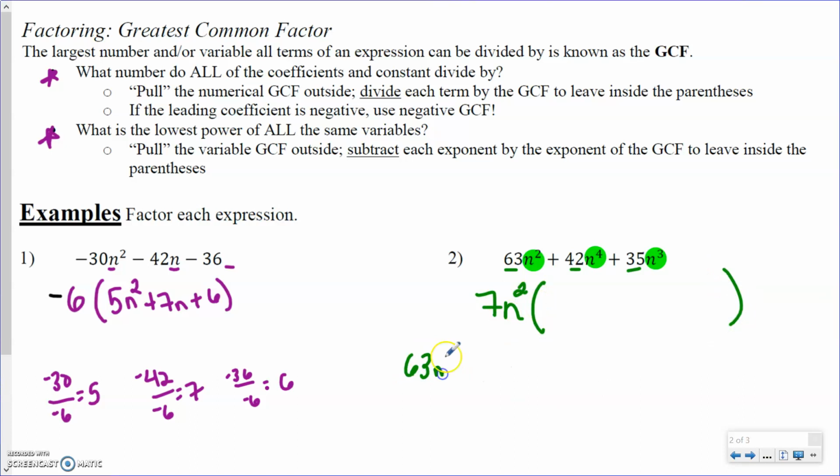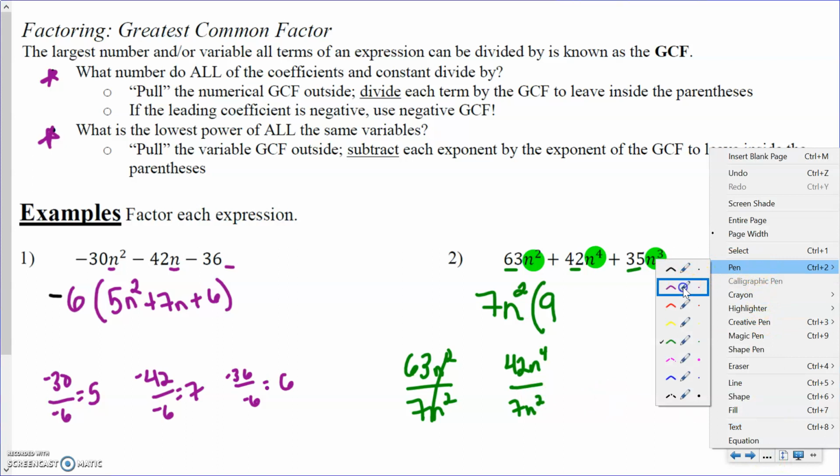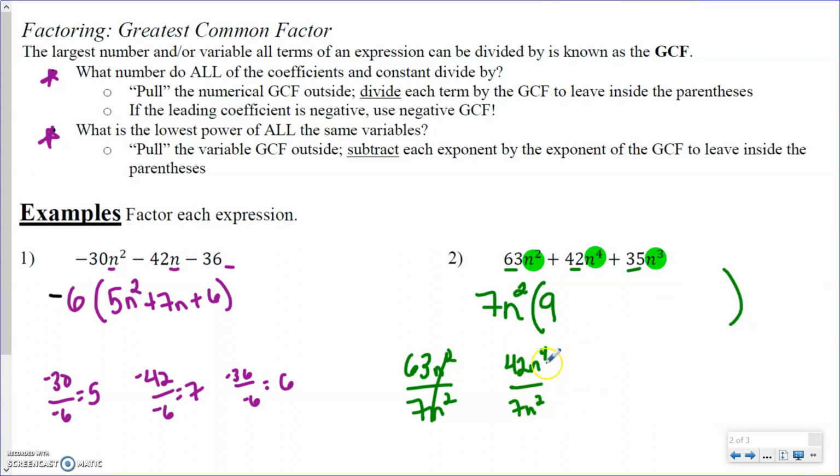So we're going to do 63n squared divided by 7n squared. Well, n squared divided by n squared is 1, and 63 divided by 7 is 9. We're going to do the same thing with 42n to the 4th and divide by 7n squared. And this one's a little different, and if you think back, there was an activity we were supposed to go through before last unit where we look at our exponents. If I have 4 n's here and 2 n's here and I simplify it, I really have just 2 n's left on top. And then 42 divided by 7 is 6, so I have 6n squared.